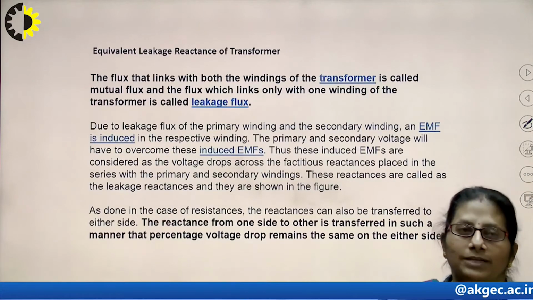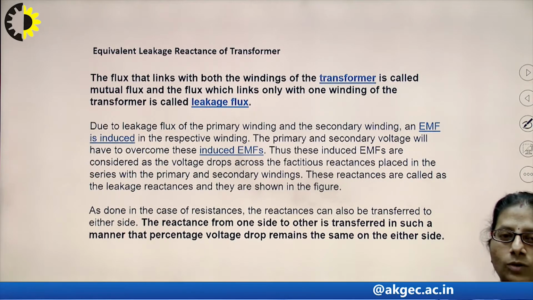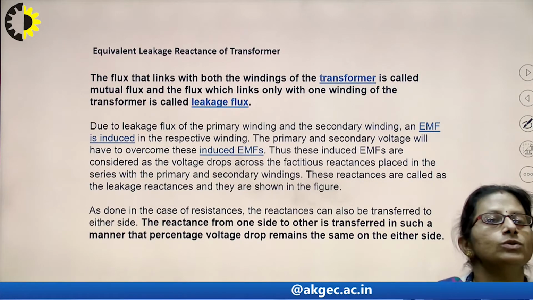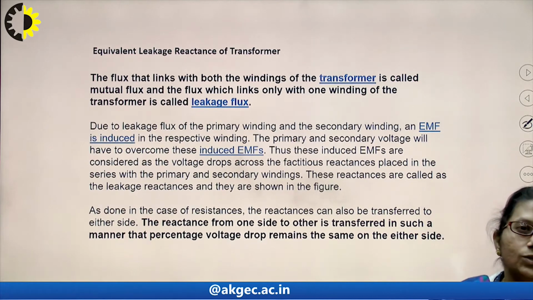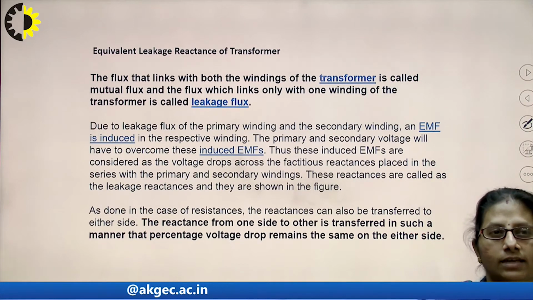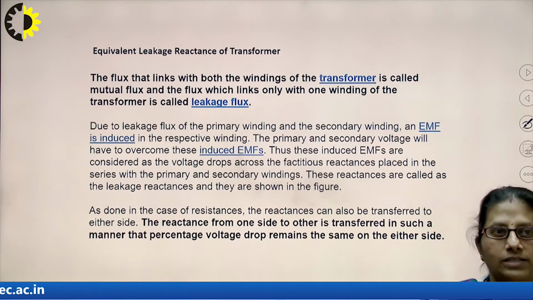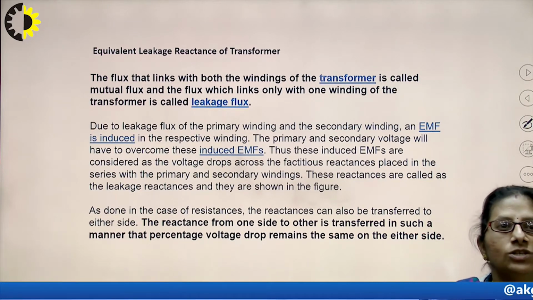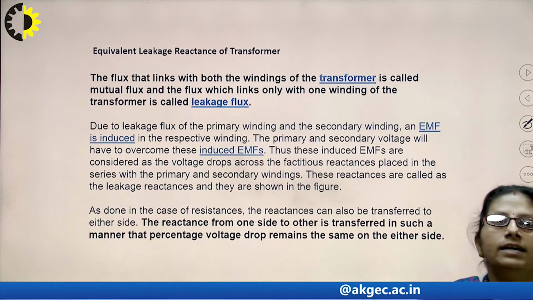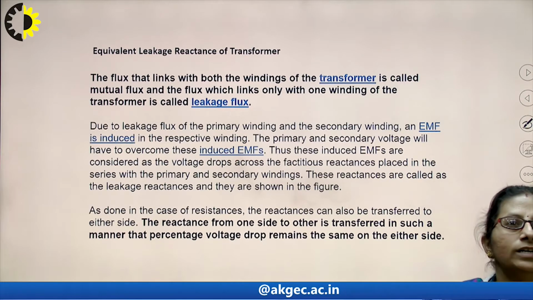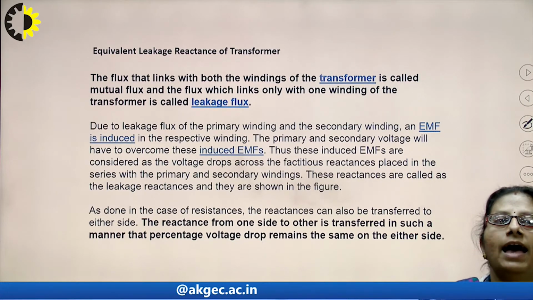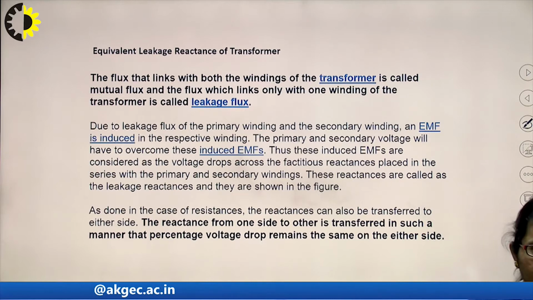This is all about the equivalent resistance of the transformer. We also have an equivalent leakage reactance of the transformer. What is this leakage reactance? The flux that links with both the windings of the transformer is called the mutual flux, and the flux which links with only one winding is called leakage flux. It doesn't reach the other winding. Due to the leakage flux of the primary and secondary windings, an EMF is induced in the respective windings. The primary and secondary voltages will have to overcome these induced EMFs.